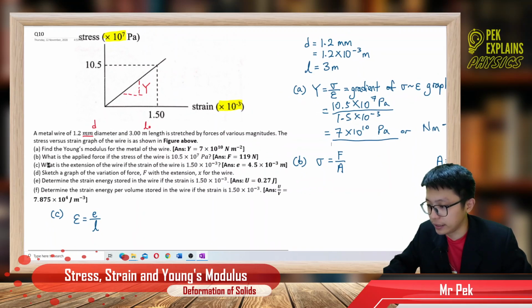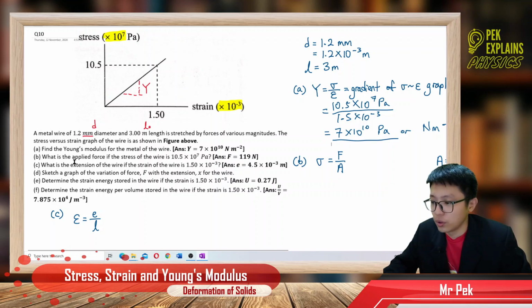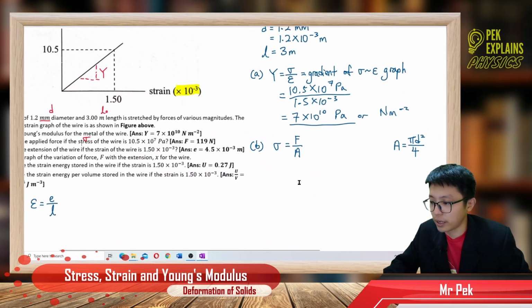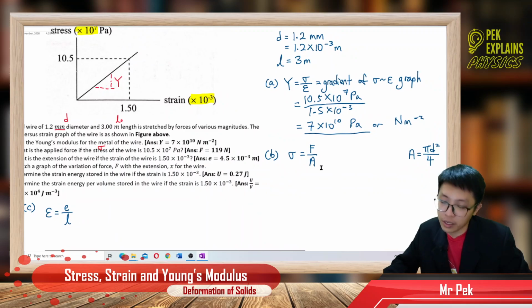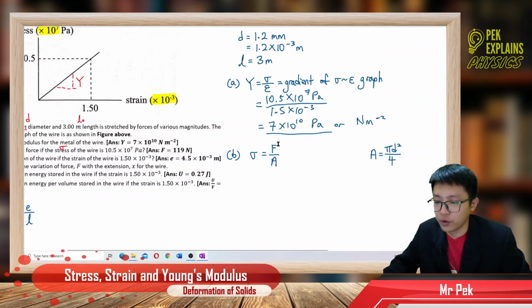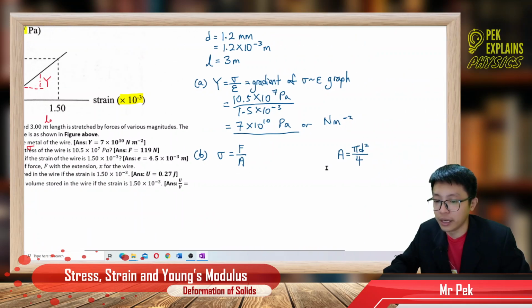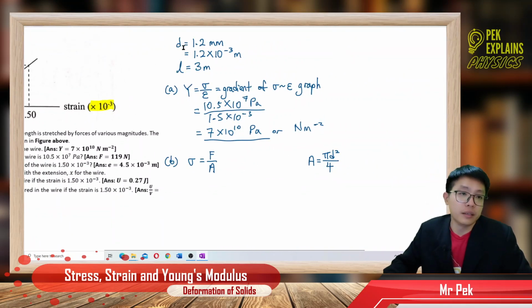Now I want to find what is the applied force if the stress of the wire is 10.5 exponent 7 Pascal. What is the applied force given the stress? Stress is force over area, so I can find the force required. Is there any area? No, they give us diameter and expect us to find the area. From diameter, you get area.